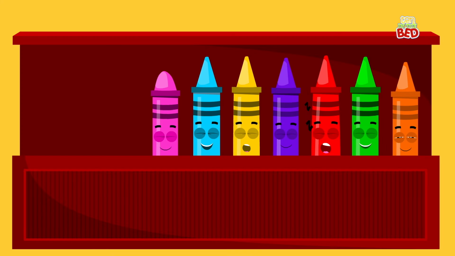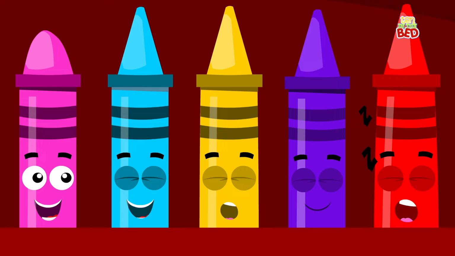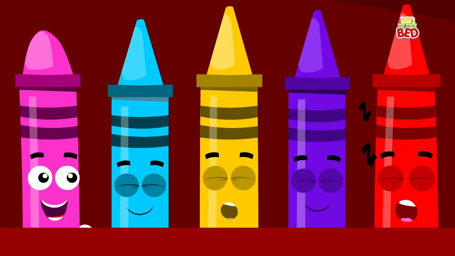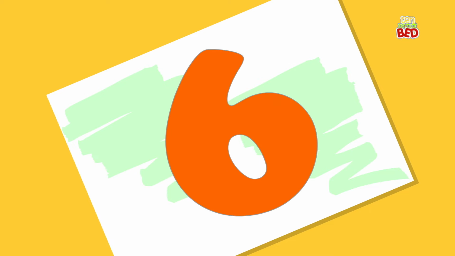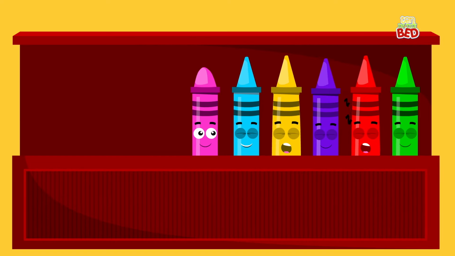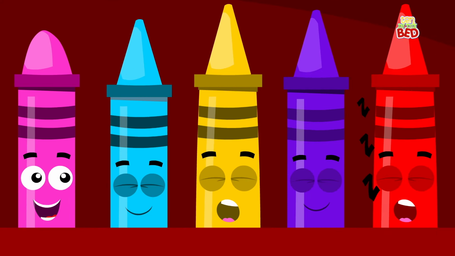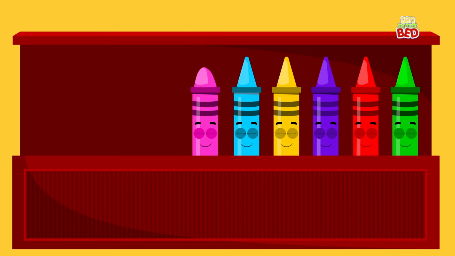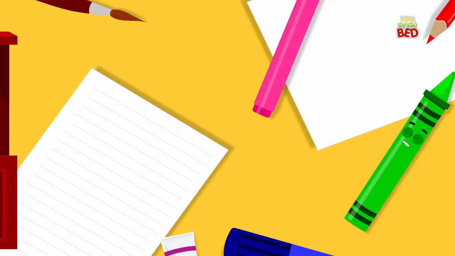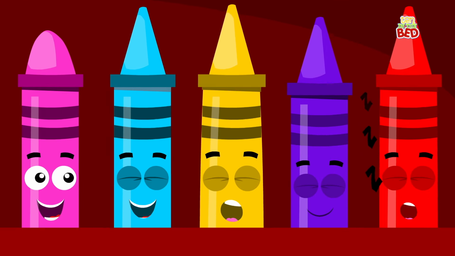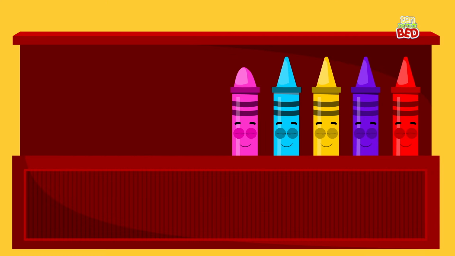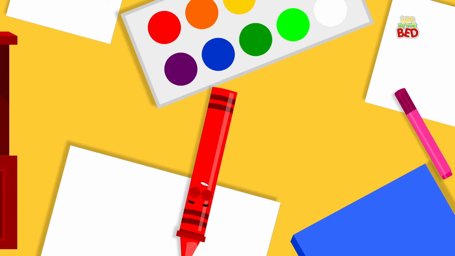Seven. There were 7 in the bed and the little one said, roll over, roll over. So they all rolled over and one fell out. Six. There were 6 in the bed and the little one said, roll over, roll over. So they all rolled over and one fell out. Five. There were 5 in the bed and the little one said, roll over, roll over. So they all rolled over and one fell out.